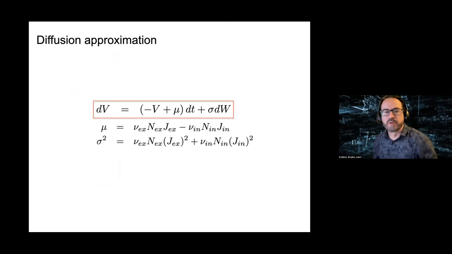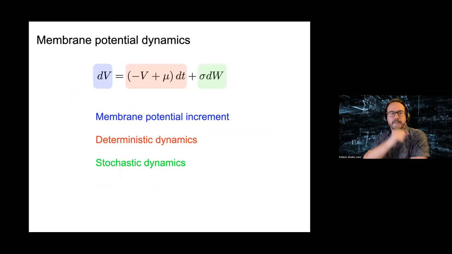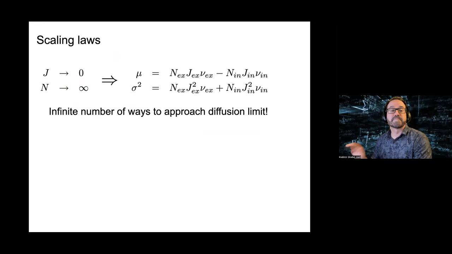All right, so this is the important thing. This is the membrane potential dynamics: the membrane potential increment, dV, with deterministic dynamics in pink, and stochastic dynamics in green right here. And we talked about the mu and the sigma.